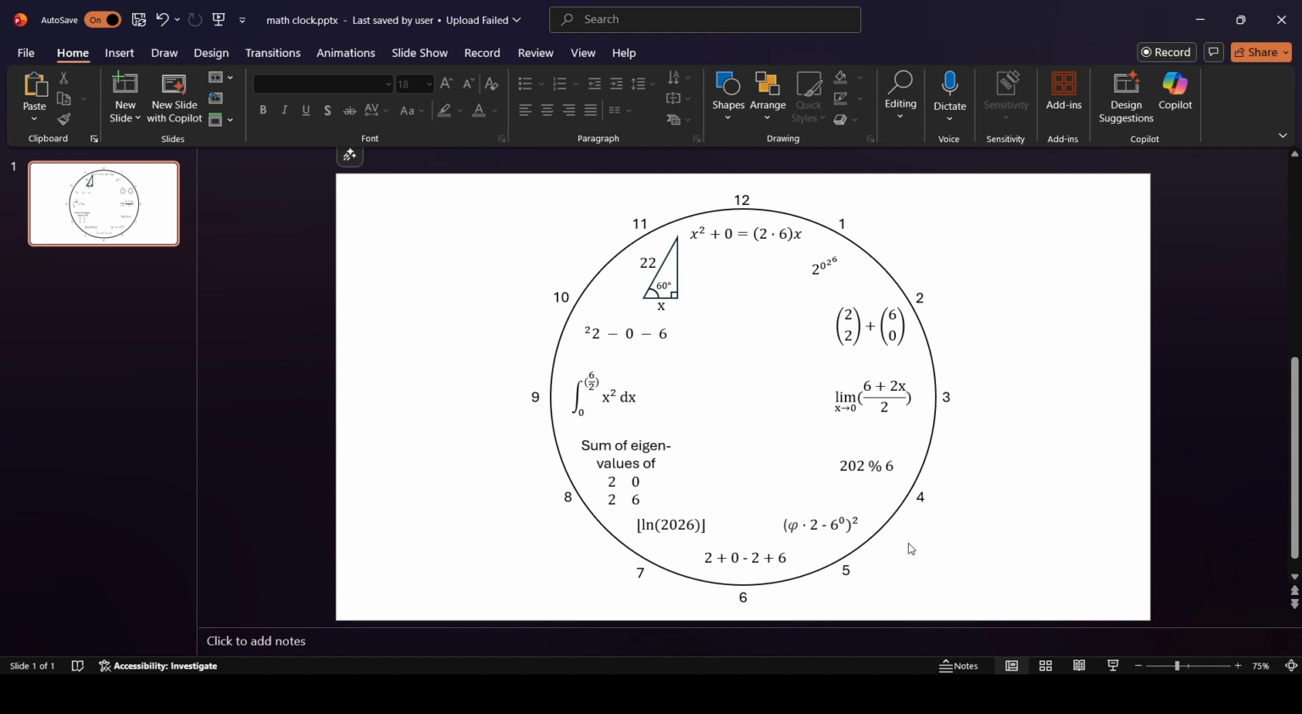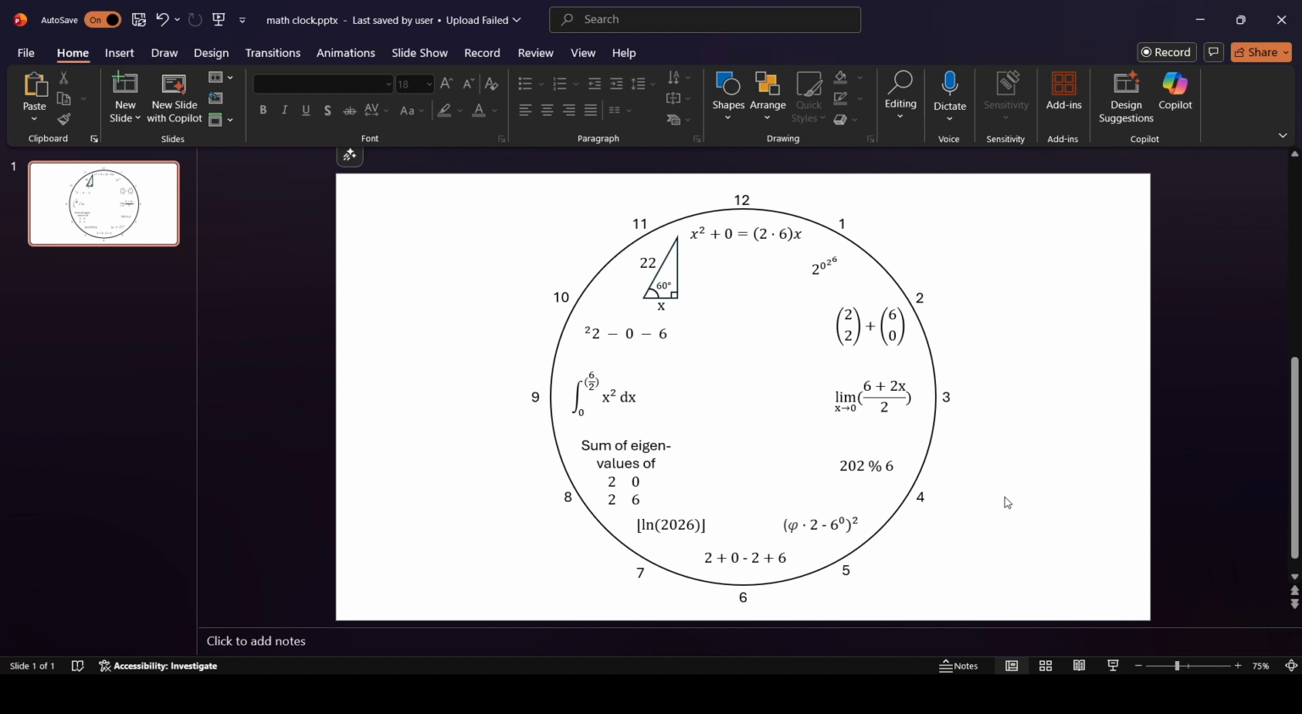There are a couple of ways to calculate the eigenvalues of this matrix, but since this is a diagonal matrix, you can just take the values along the diagonal, which are just 2 and 6, and I'll leave the full calculation of the eigenvalues as an exercise for the viewer. But since you just have 2 and 6, 2 plus 6 is 8, so the sum of the eigenvalues is just 8.